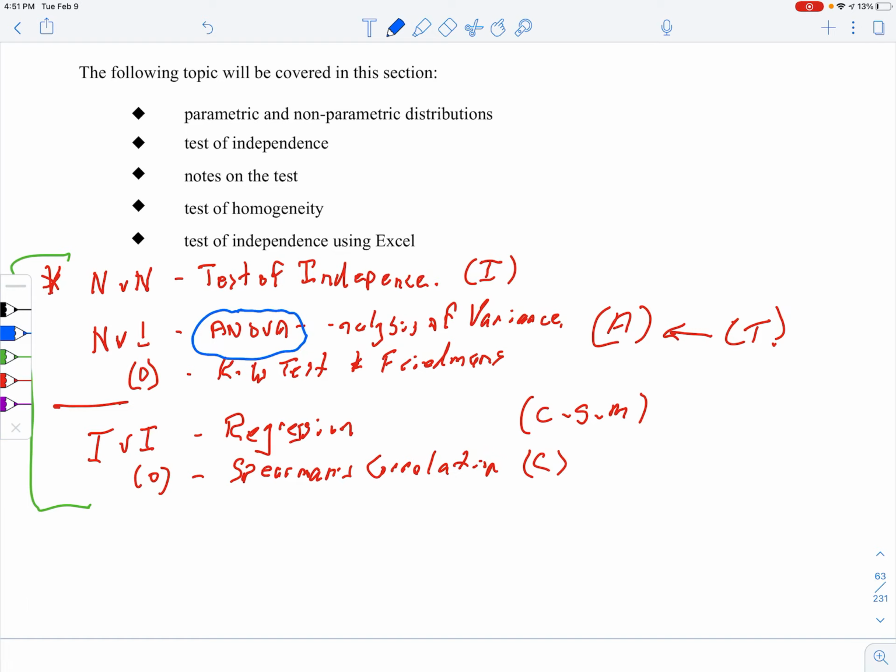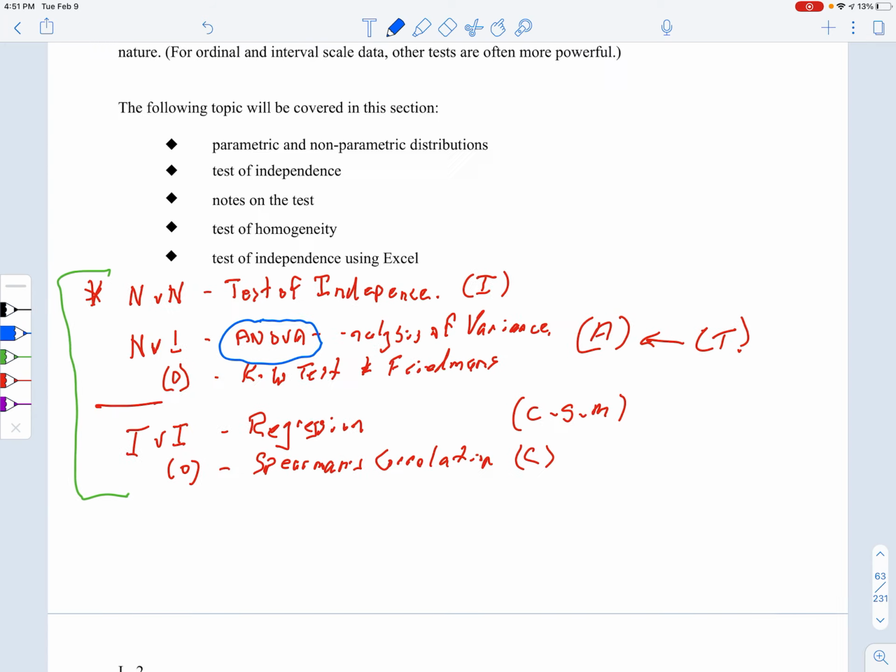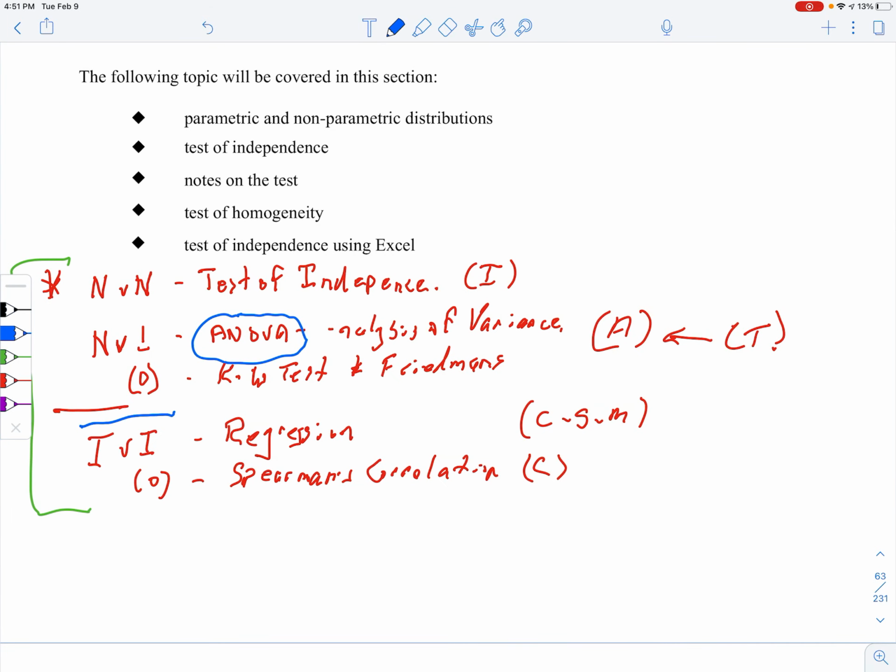And then again, the last part that we'll be looking at here is when we've got interval versus interval, then we'll be looking at regression. But right now, we're taking a look at this area right here, which is ANOVA, and we'll be looking at a number of different tests on that one.